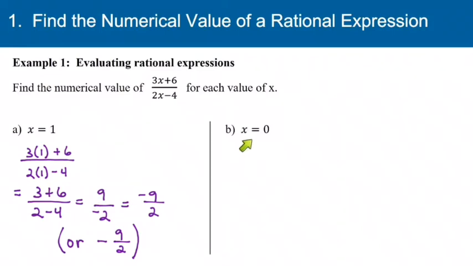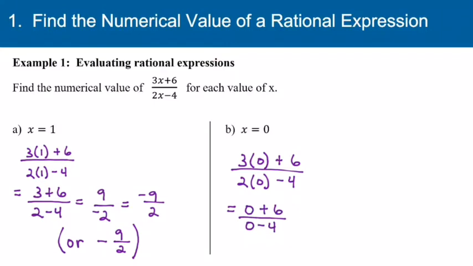Okay, let's try part B, where x equals 0. So we'll go back to our original expression, and everywhere we had x, we will substitute 0. So that's going to give us 3 times 0 plus 6 for the top, and 2 times 0 minus 4 for the bottom. Now, in both top and bottom, 0 times 3 and 0 times 2 both give us 0.